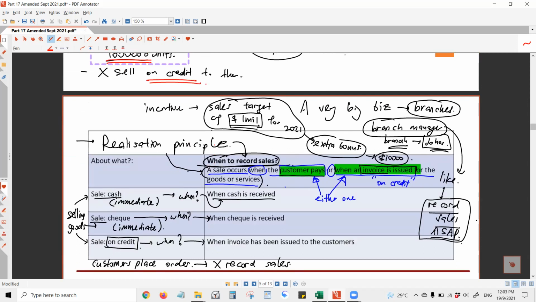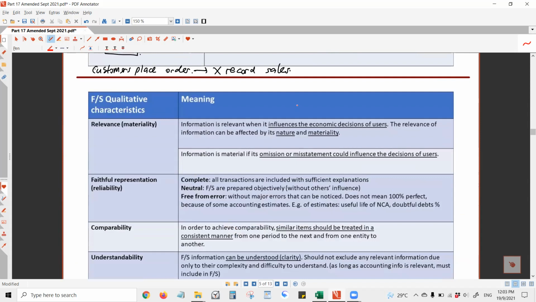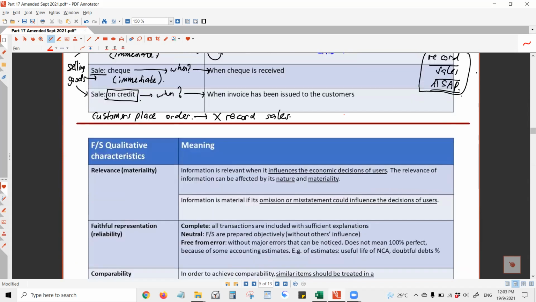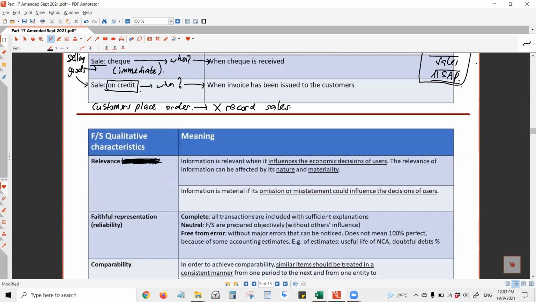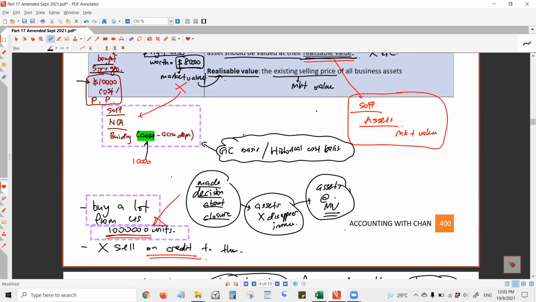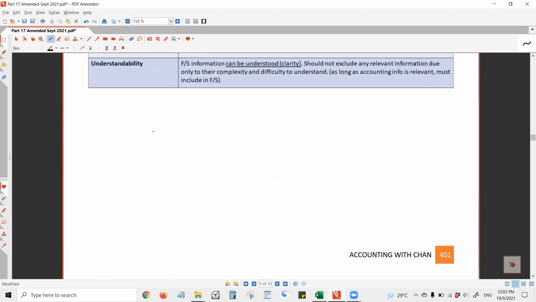So the realization principle is about when you record the sales. Now we look at one more accounting principle, which I have not stated here. You write down, firstly, you look at the next table. Help me to cross off this word. On the same page, 401, there's one last accounting principle known as the materiality principle.